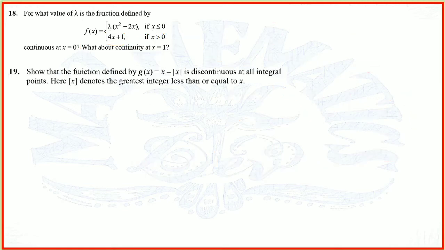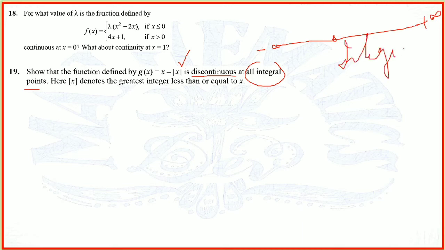Question number 19. Show that the function defined by g(x) is equal to x minus the greatest integer function of x is discontinuous. Interesting new thing you are getting. Already I have defined what this greatest integer function is. Discontinuous means not continuous at all integral points. Integral points mean what? Starting from minus infinity to 0 and from plus 0 to plus infinity. At all these, no decimal point, no fraction is included, all are integers. In all integers, we have to prove that this function is discontinuous.